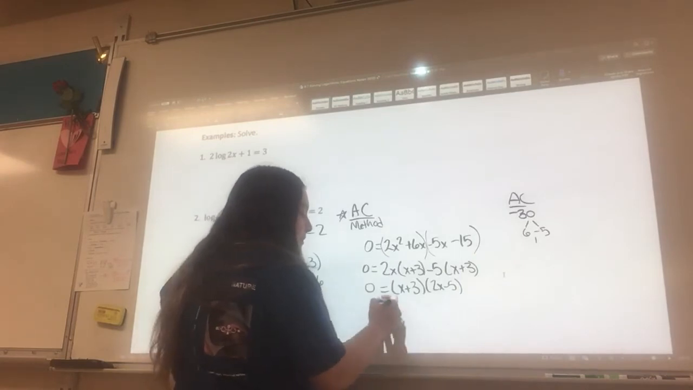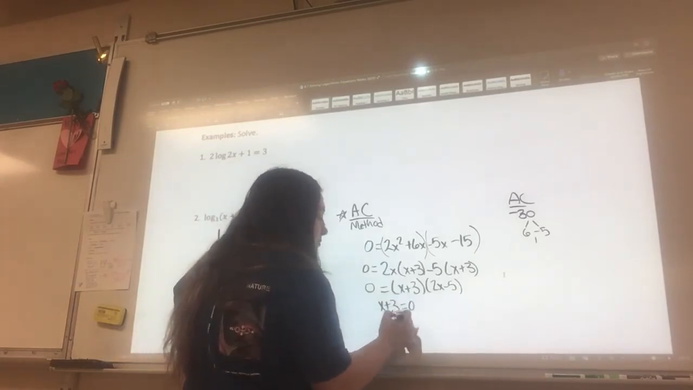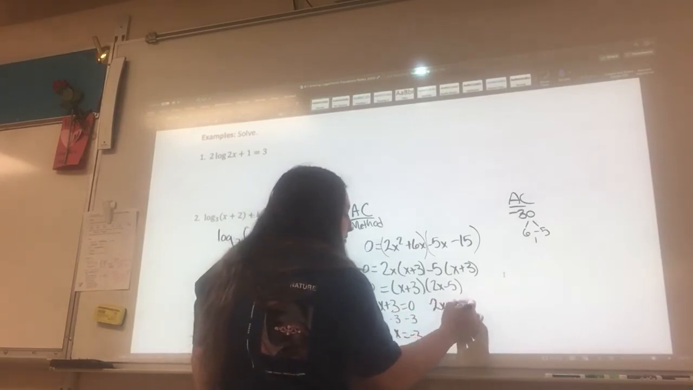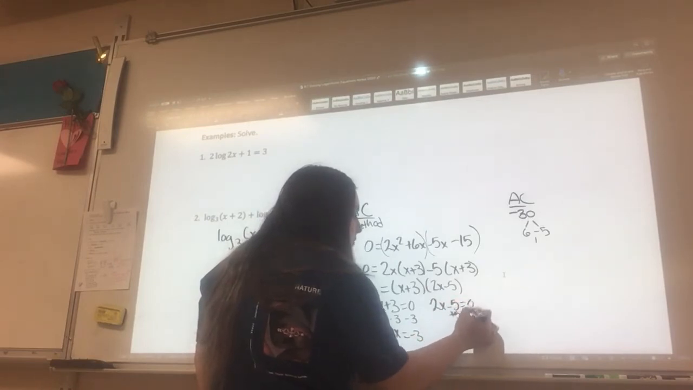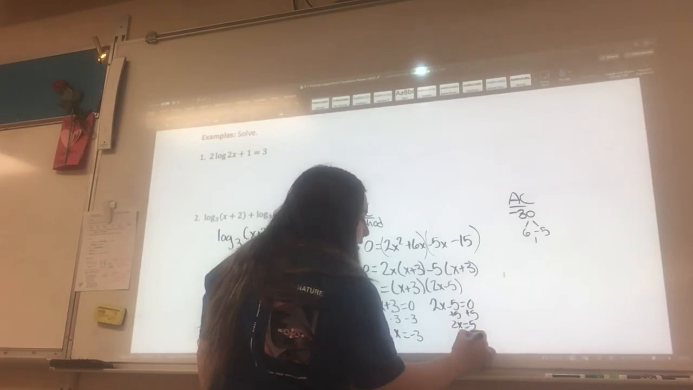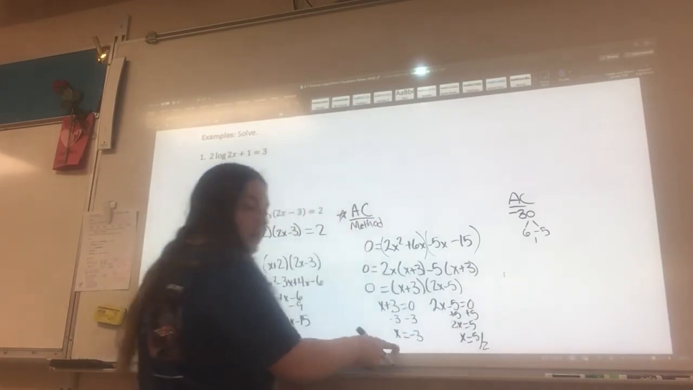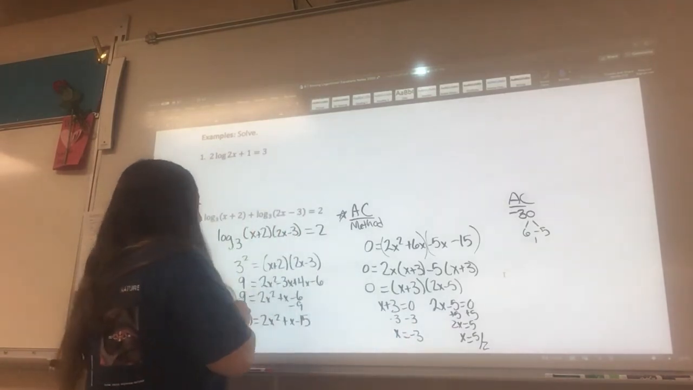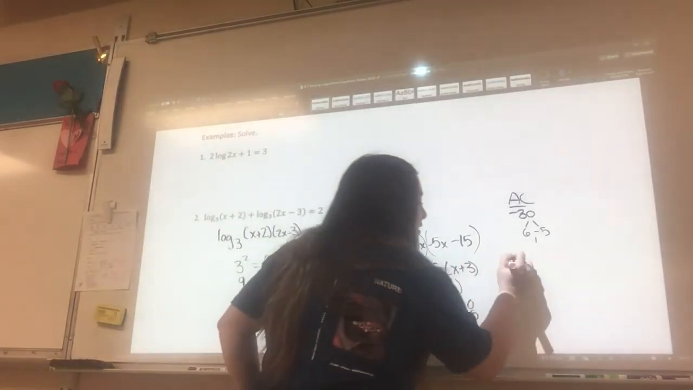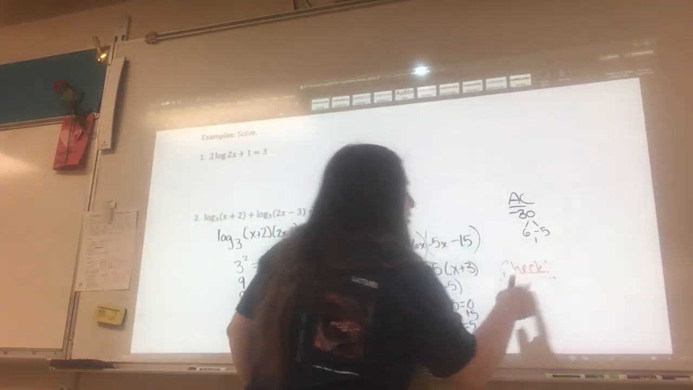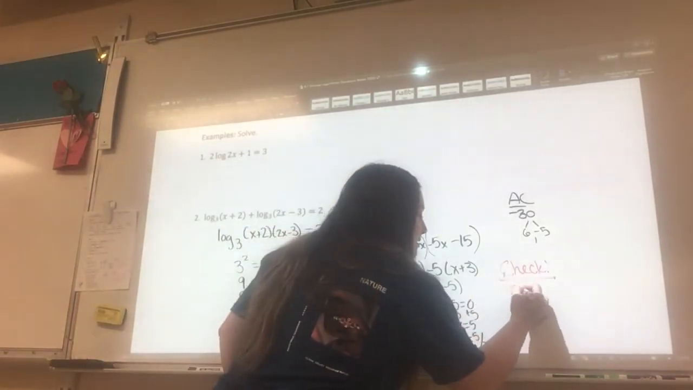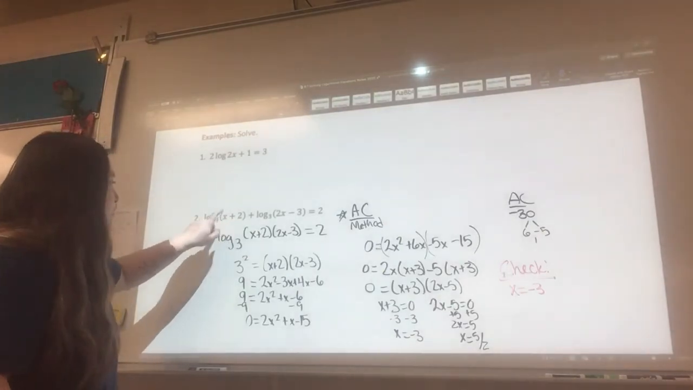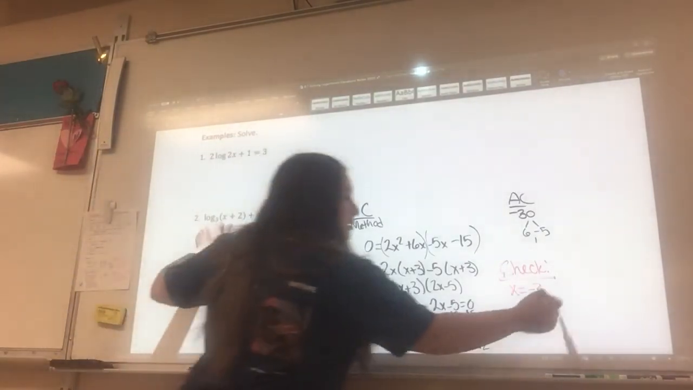Now I solve for x. Set x plus 3 equal to 0, subtract 3 from both sides, x equals negative 3. Do 2x minus 5 equal to 0, add 5 to both sides, and then divide by 2. So we have an x of negative 3 and an x of 5 halves. So we need to check. Logically, you should be able to do that in your head and throw your x's into your logs. So just as a quick reminder, if x equals negative 3, I plug it into x plus 2. Negative 3 plus 2 is negative 1. It does not work. So this cannot work.